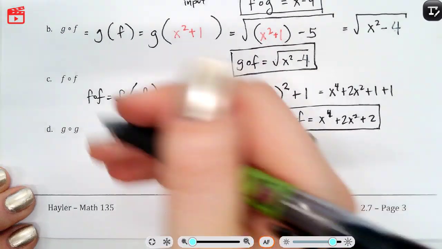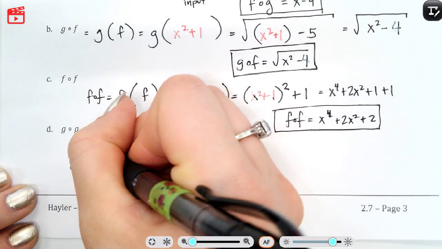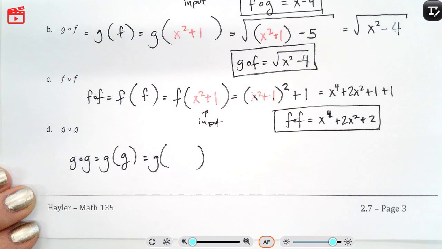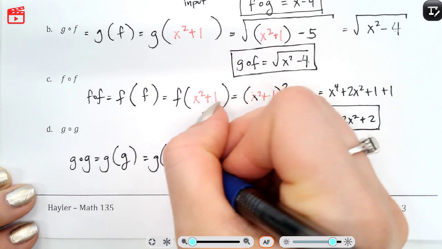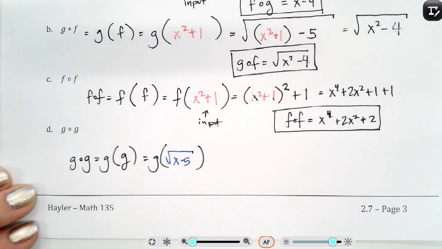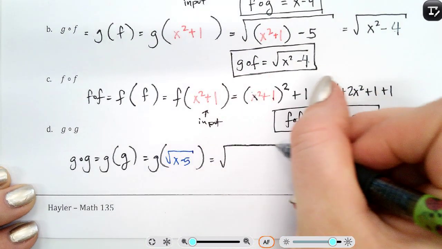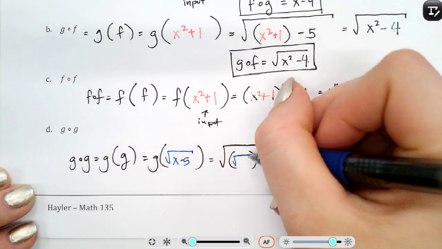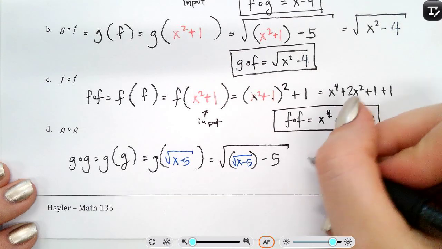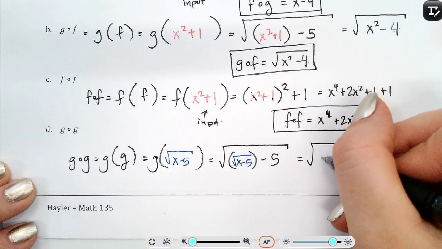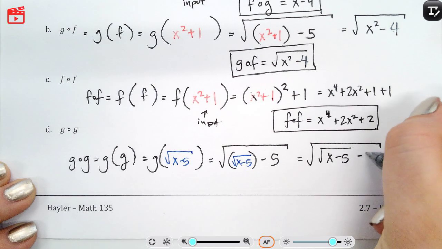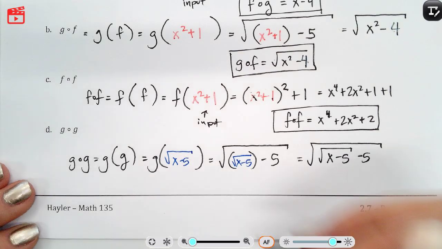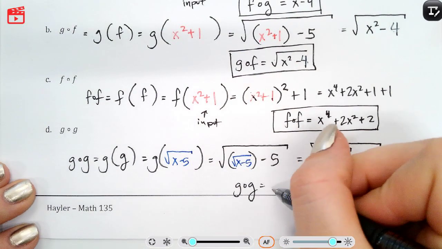And lastly, g of g. So g of g is going to equal g, inputting g, which will be g of, and my g function is square root of x minus 5. So inputting that into my function, I get the square root of my new x value, which is square root of x minus 5. So the square root of x minus 5 minus 5. And we cannot simplify that. So there we be.